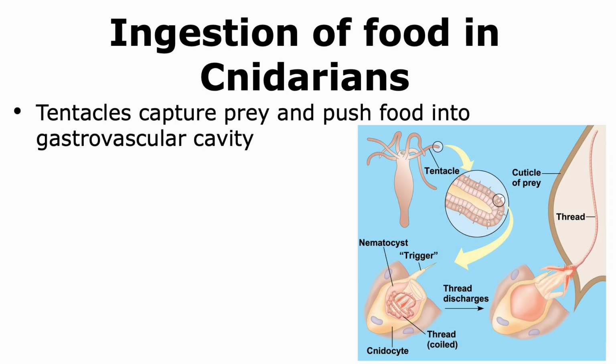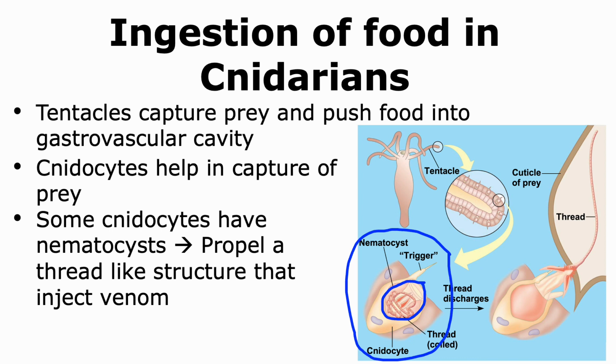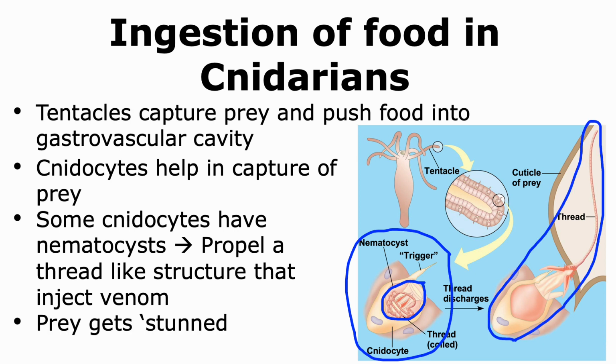In the case of cnidarians, they have projections called tentacles that capture the prey and then push the food into the gastrovascular cavity. They are able to capture the prey with specialized cells present on their tentacles called cnidocytes. These cnidocytes have specialized organelles called nematocysts. These nematocysts can propel a thread-like structure that can inject venom into the prey when the prey is nearby. The prey thus gets stunned and is unable to move.